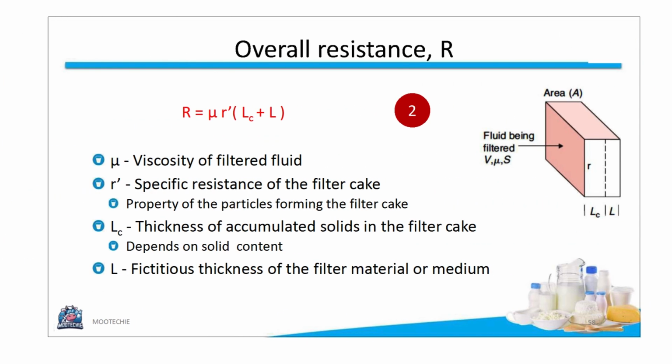The overall resistance, R, is given by the formula R equals μ times R' times the quantity L_C plus L. Here μ is the viscosity of the fluid. R' is the specific resistance of the filter cake, a property of the particles. L_C is the thickness of the cake. And L is the fictitious thickness of the filter medium.